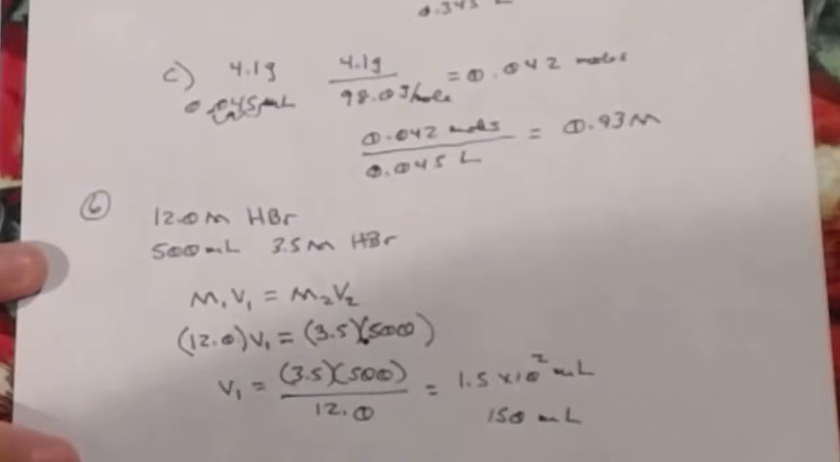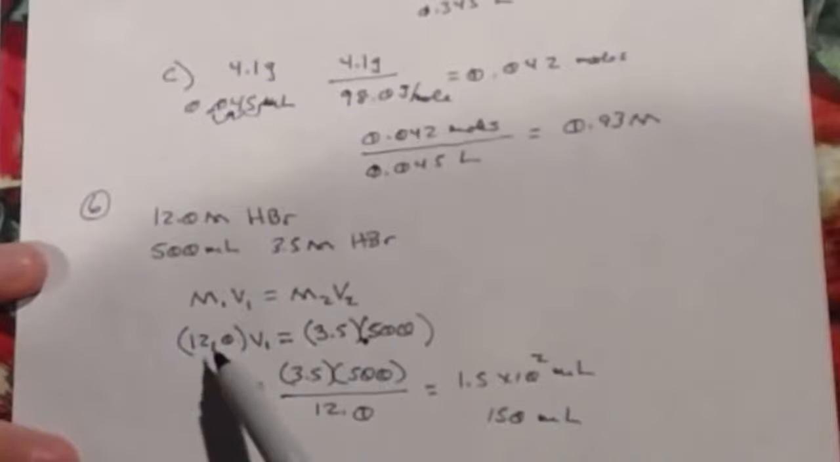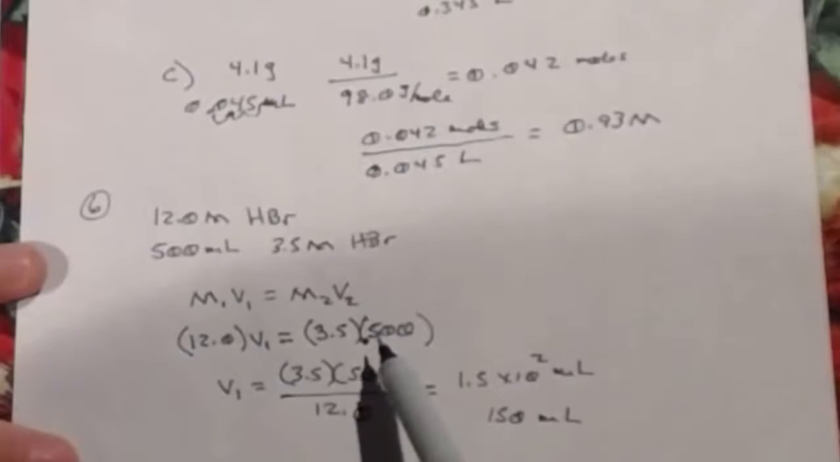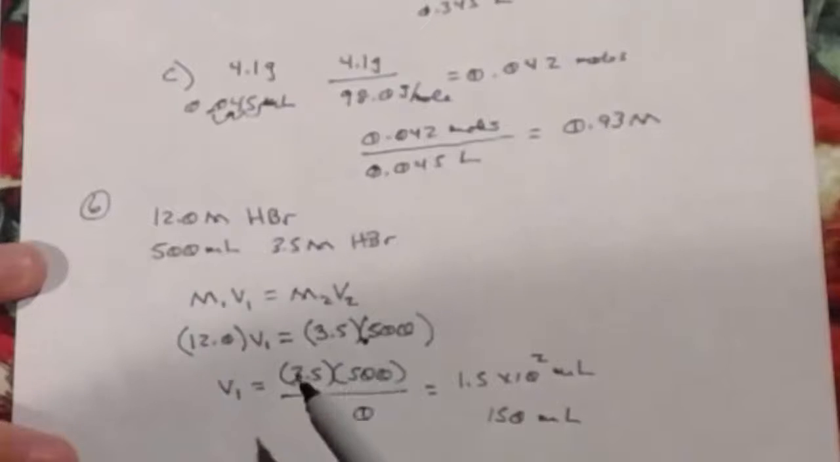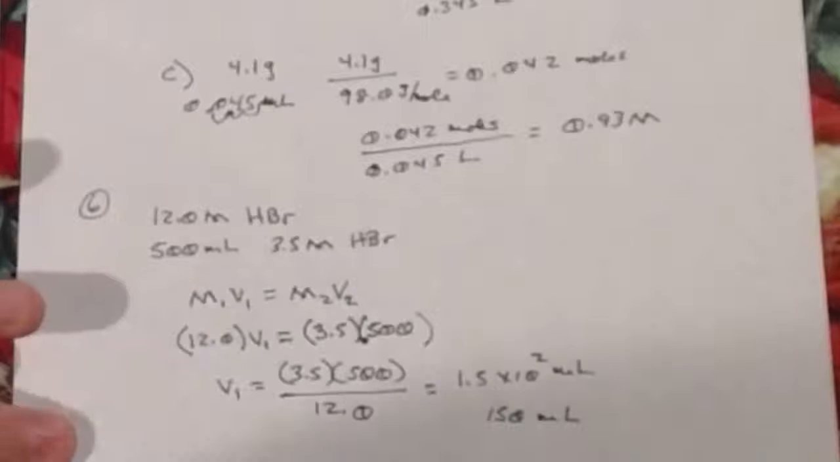This is the correct answer, but this is another way of writing that: 150 milliliters. So what's the chemist going to do? She measures out 150 milliliters of a 12 molar solution. She then adds that amount of solution into another container and adds water to that container until she has a total solution volume of 500 milliliters, or 1/2 of a liter. And when she's done, she will have 1/2 liter of a 3.5 molar hydrobromic acid.